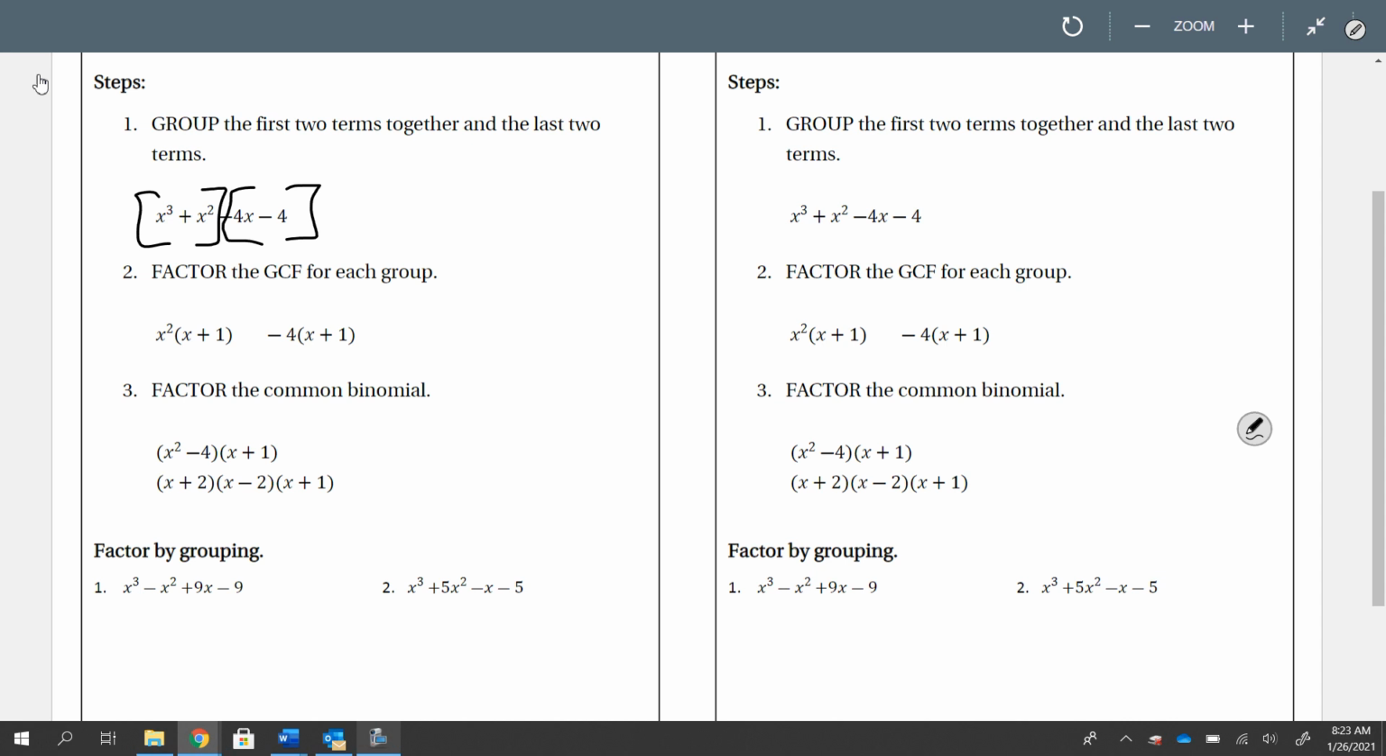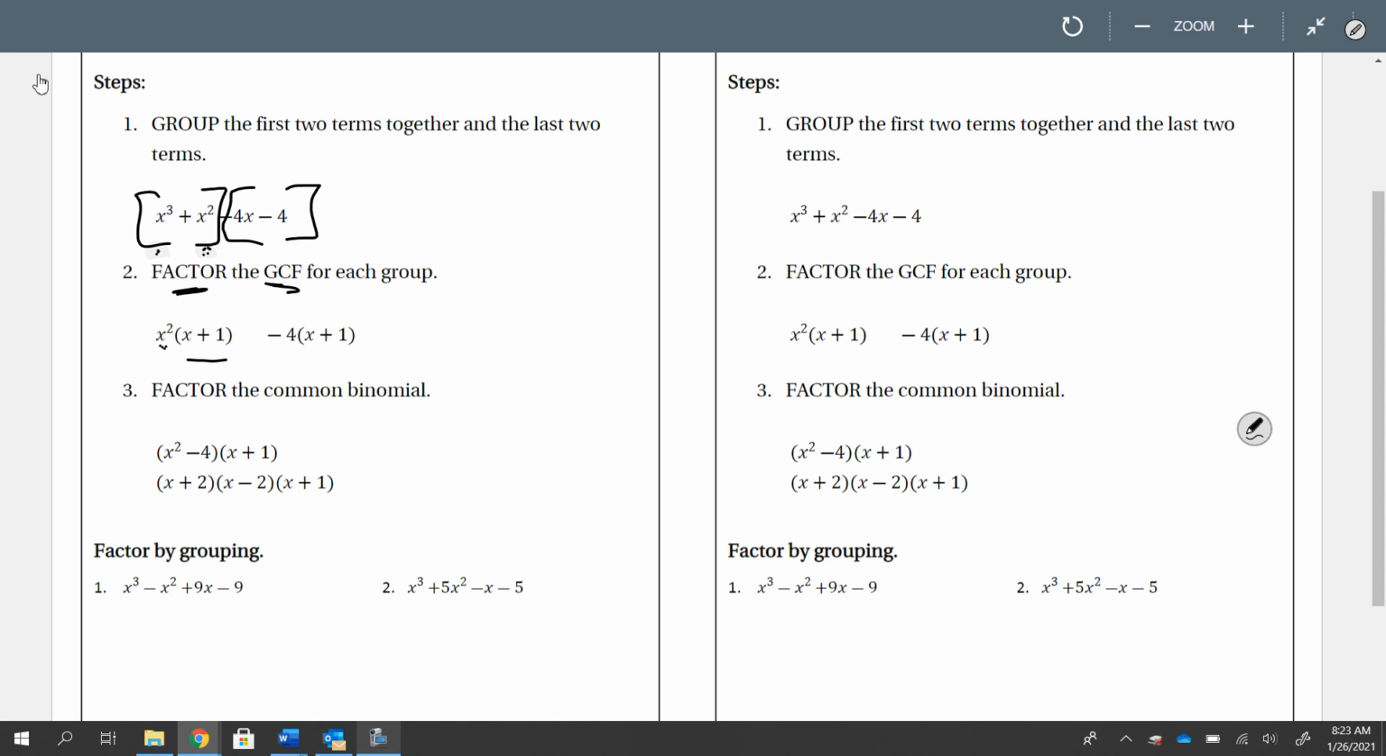All right, then it says factor the greatest common factor for each group. So we see with x cubed and x squared, the greatest common factor, which means the highest term both terms can be divided by, is x squared. So we put x squared on the outside, and then we divide each of them by the greatest common factor to see what is left. That should be easy. That should be second nature. Then we're moving on.